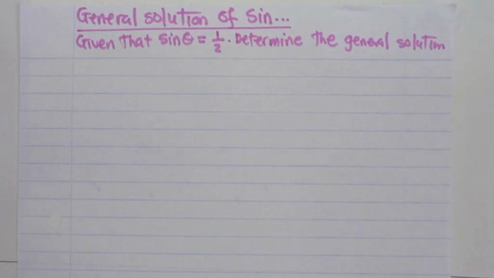In today's lesson, we are going to find the general solution of sine. Given that sine theta is equal to half, determine the general solution. I'm going to use two methods.